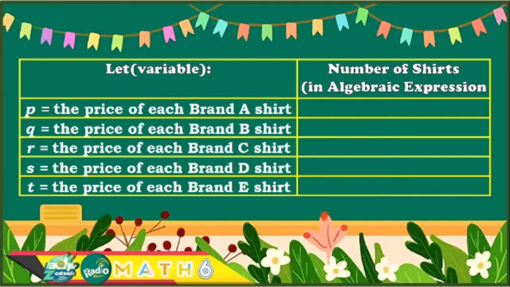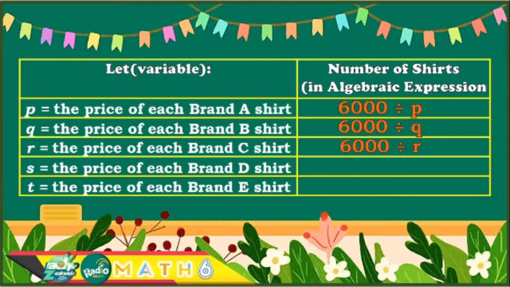Let P equal the price of each brand A shirt. To write an algebraic expression, it will become 6,000 divided by P. Let Q equal the price of each brand B shirt. To write an algebraic expression, it will become 6,000 divided by Q. Let R equal the price of each brand C shirt. To write an algebraic expression, it will become 6,000 divided by R.